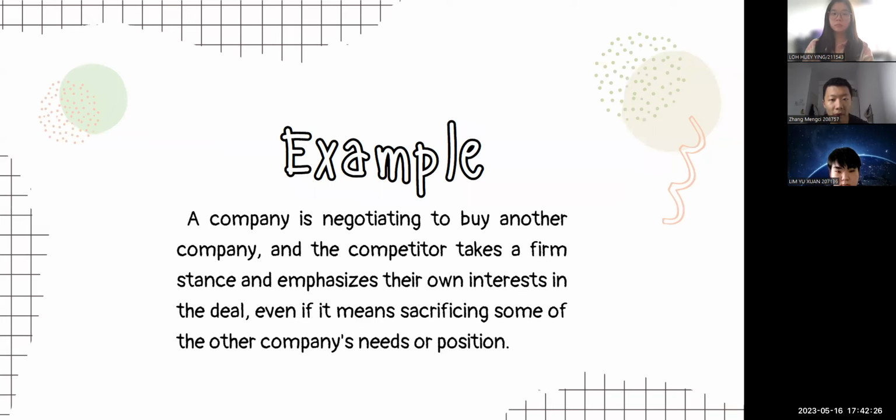Okay, this is an example of the competitor negotiator. A company is negotiating to buy another company, and the competitor takes a firm stance and emphasizes their own interest in the deal, even if it means sacrificing some of the other company's needs or position.